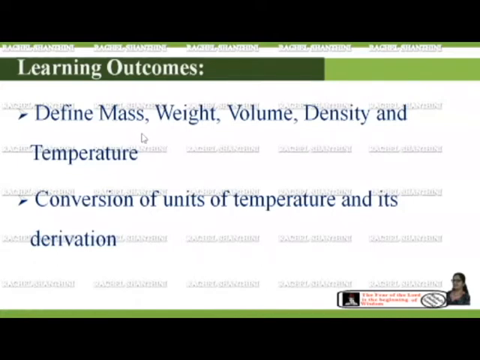Learning outcomes. At the end of this session, students, you will be able to define mass, weight, volume, density, and temperature, and the conversion of units of temperature and its derivation.